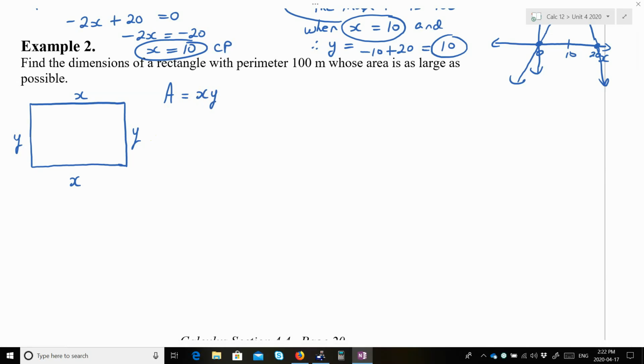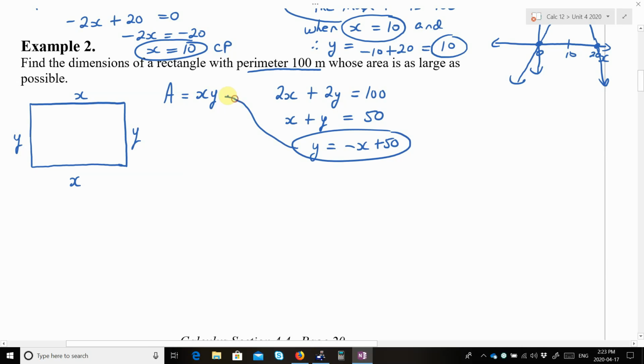And we want that just in terms of x, so we have to come up with another equation involving x and y. And it says find the dimensions of a rectangle with perimeter 100 meters. Perimeter is the distance around the outside of the rectangle, and so that would be 2 x's added together and 2 y's. That equals 100 meters. Which, if you divide both sides by 2, we could write it as x plus y equals 50. And so y is equal to negative x plus 50, and we are going to plug that in there for our area function. So the area of the rectangle is now x times negative x plus 50, which can be written as negative x squared plus 50x. And we need to come up with an interval for this.